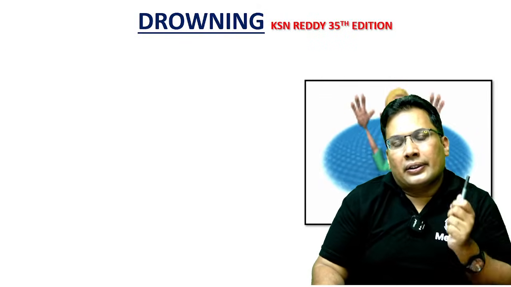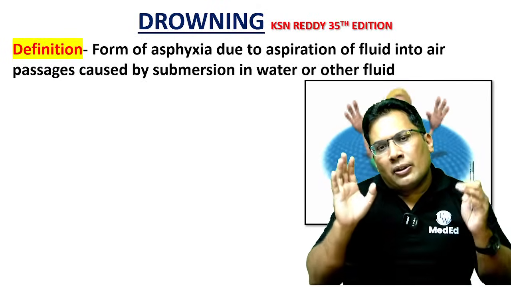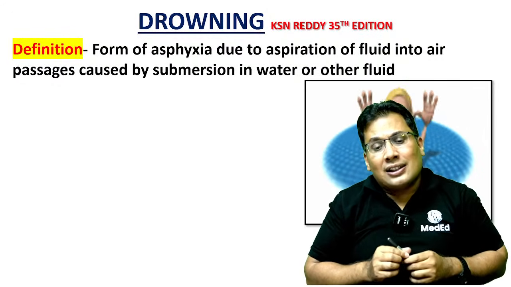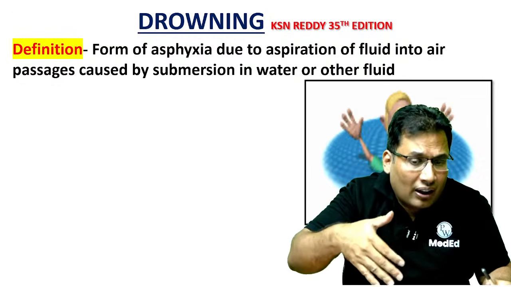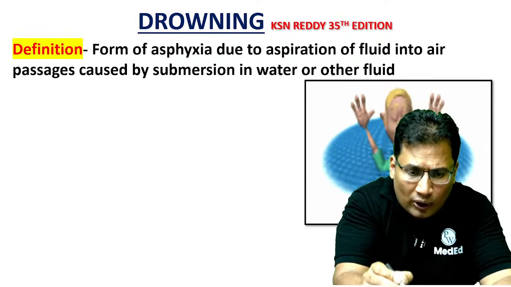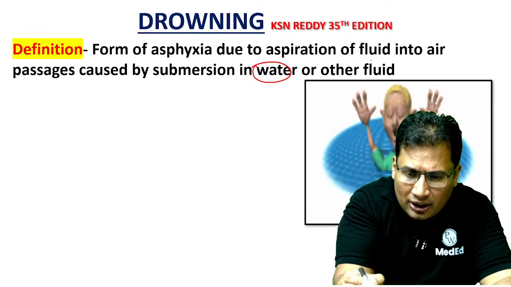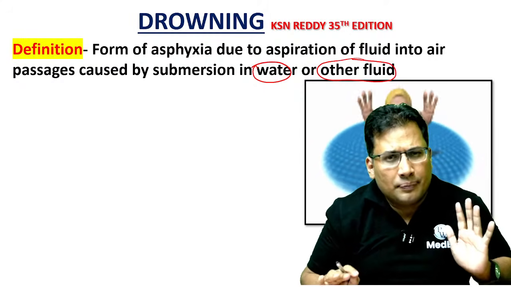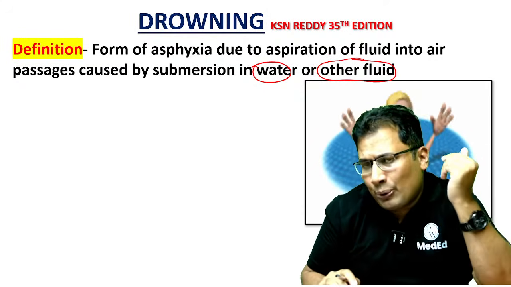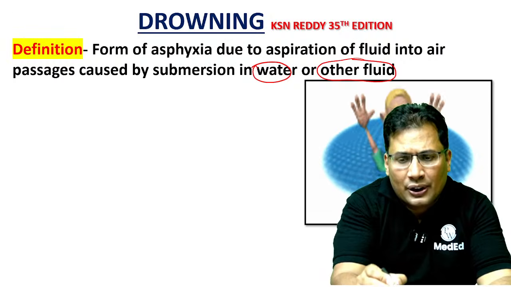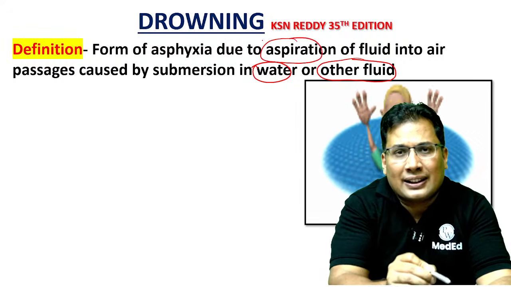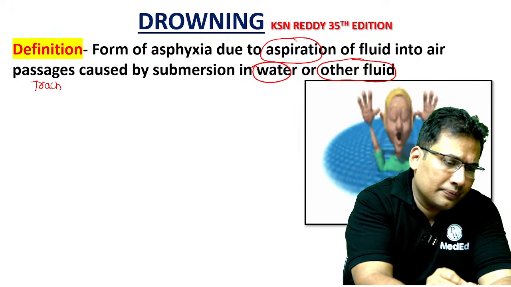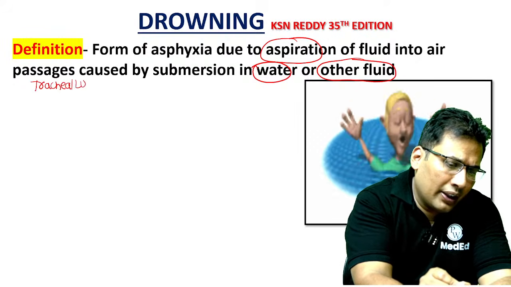What is drowning? Drowning is a form of asphyxia due to aspiration of fluid into air passages caused by submersion in water or other fluid. So it can be water or it can be some other fluid also. This is the definition. Asphyxia means hypoxia and hypercapnia. Aspiration of fluid into air passages. What are air passages? That is basically trachea and lungs.